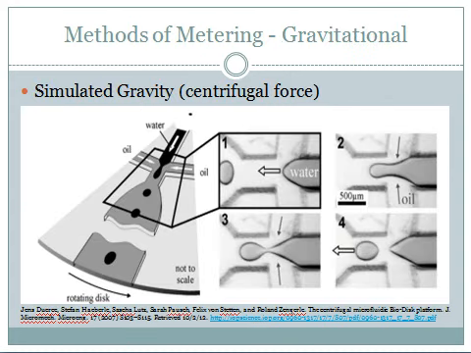And finally, we have simulated gravity, or centrifugal force. As we've got a rotating disk, there's a force experienced by particles on this disk, r omega squared, where omega is the rotational velocity. And so what you can do is alter your omega to control how quickly or slowly fluid separates and travels toward the outside of this disk, thereby metering the flow.